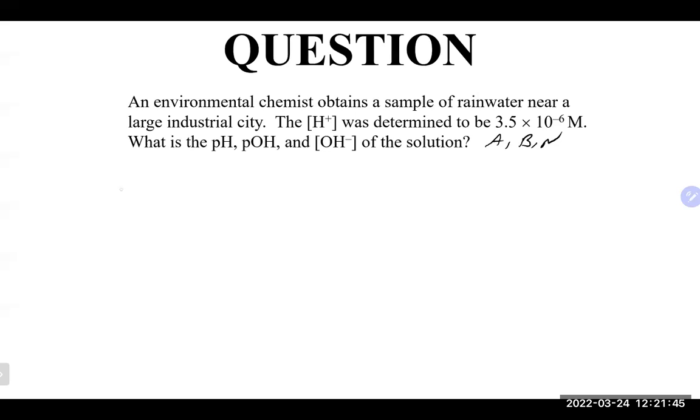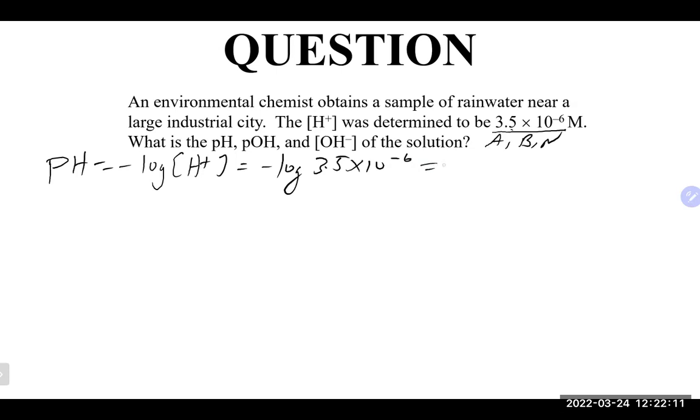Okay, here. In this case, we are given the H plus concentration. Since we're going to calculate everything, I'm just going to go into the pH equation at this point. Minus the log of the H plus. That gives me minus the log of 3.5 times 10 to the minus 6. And that gets me a 5.46 here as our pH. Again, 2 significant figures, 2 decimal places on our value.